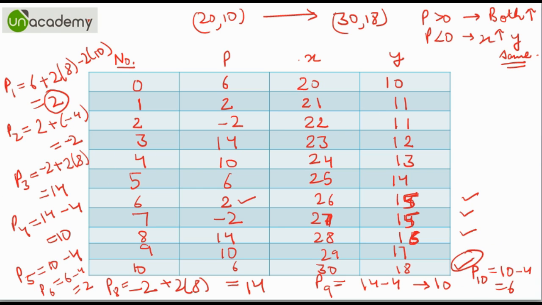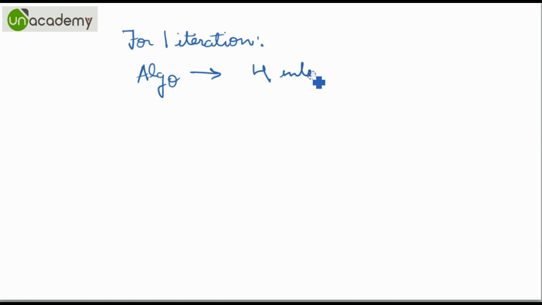So now let us see what are the differences and what are the calculations that we had to do for one iteration in this algo. We had to make 4 integer calculations and 0 floating point calculations.